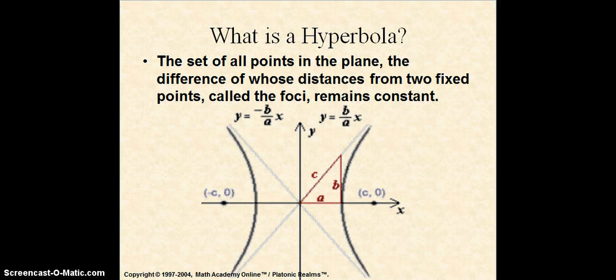Well, first, let's look at the mathematical definition, which is the set of all points in the plane, the difference of whose distances from two fixed points called the foci remains constant. So for an ellipse, the definition was almost exactly the same, except instead of difference, it was the sum. But for a hyperbola, it's the difference. Again, there are two foci, plural for focus. And so this is our definition of a hyperbola.